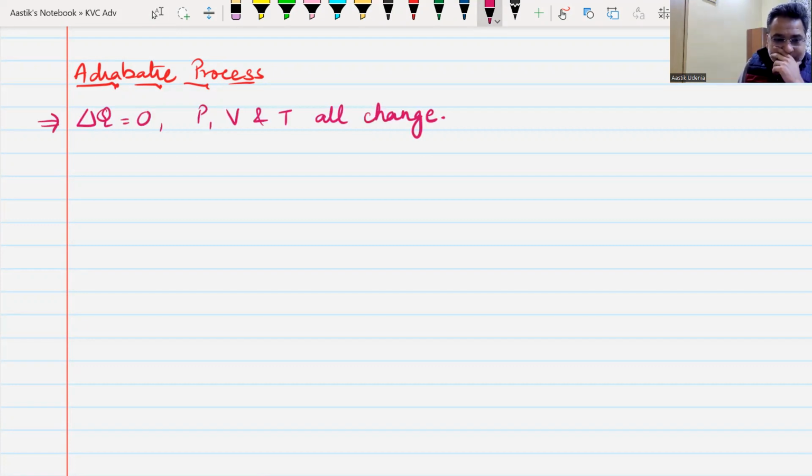What will be the condition for a process to be perfectly adiabatic? What will be the condition for a process to be perfectly adiabatic?